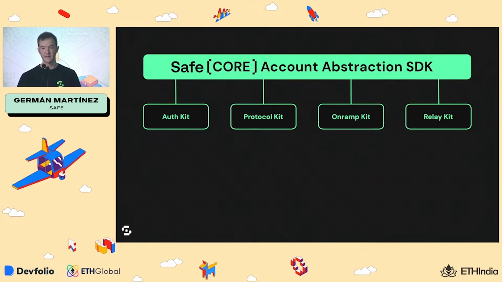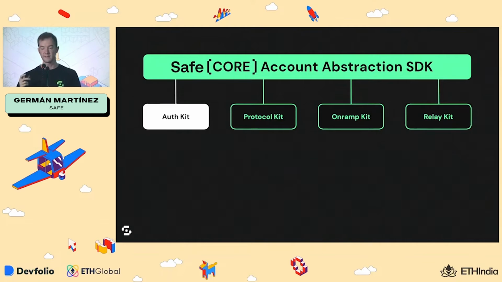So the auth kit allows logging in. Users, via their social login, can create an externally owned account. The protocol kit exposes the Safe functionality, if you want to deploy a Safe, or if you want to execute a Safe transaction, all that kind of tasks. The on-ramp kit allows you to fund a Safe account with fiat, and transform that into crypto. And the relay kit will allow the signers of the Safe to execute transactions without needing to have gas. A relay can execute that for them.